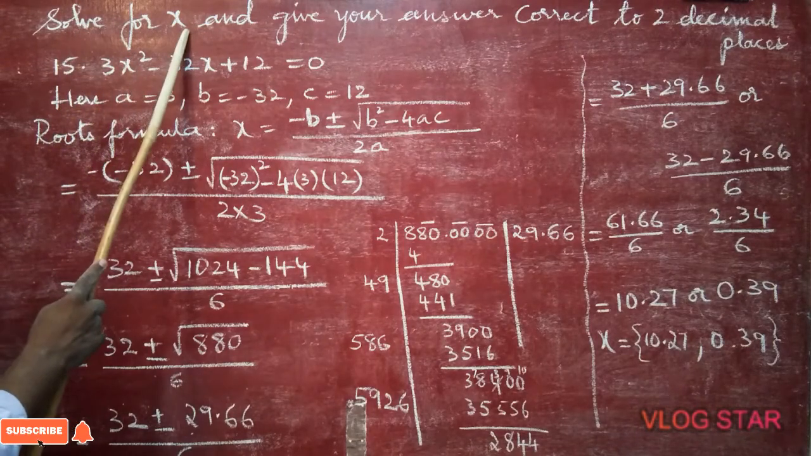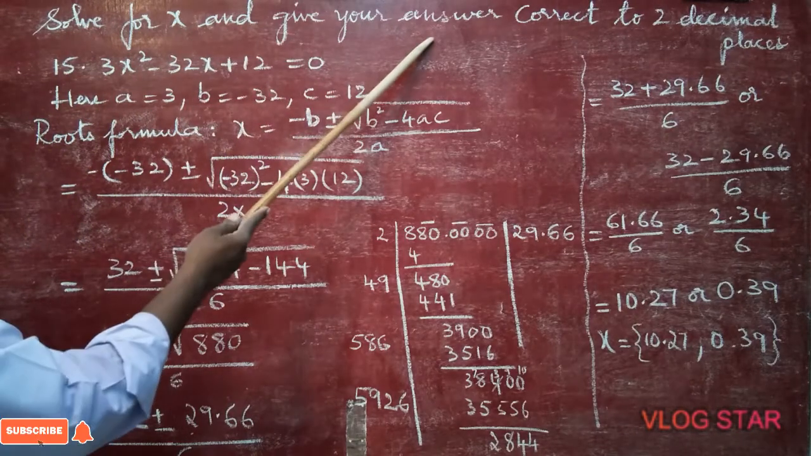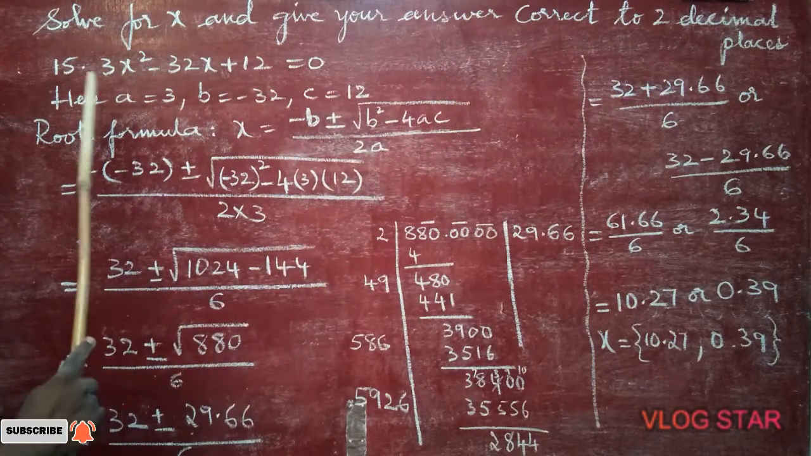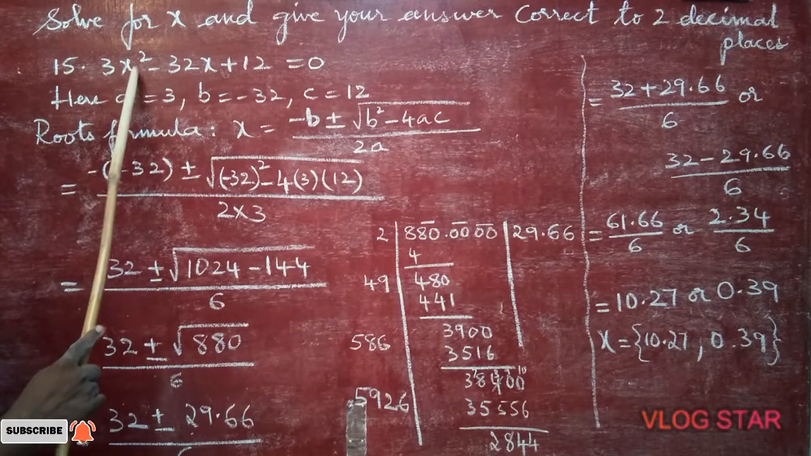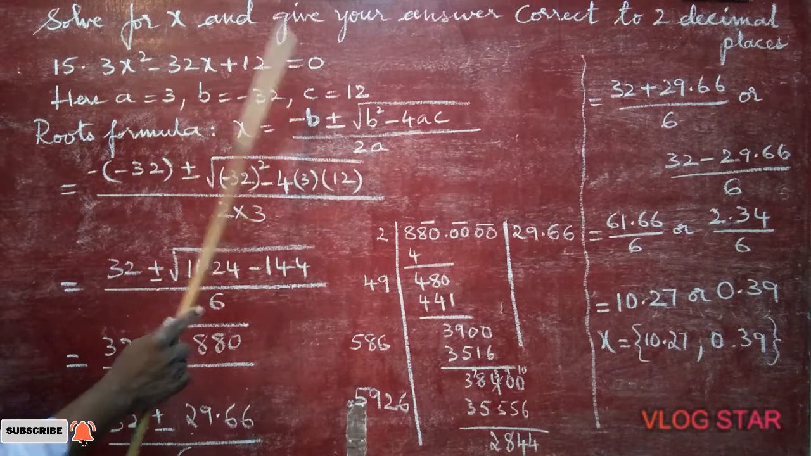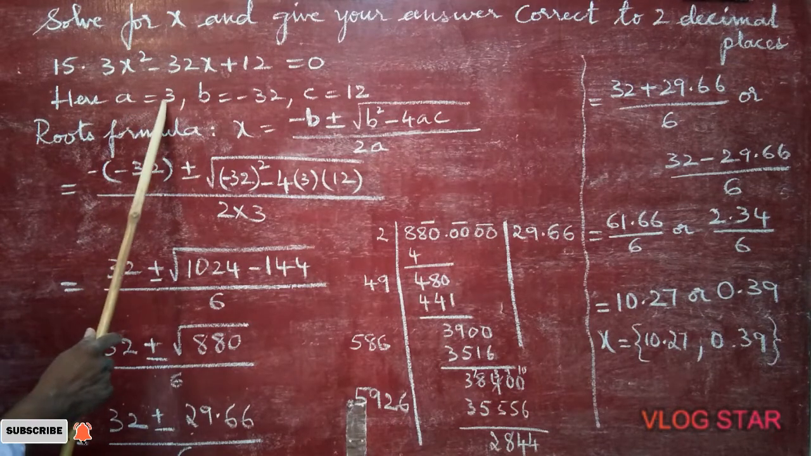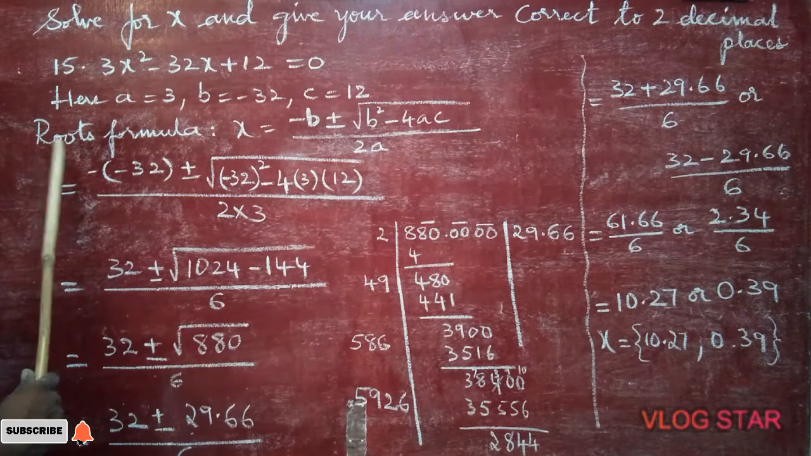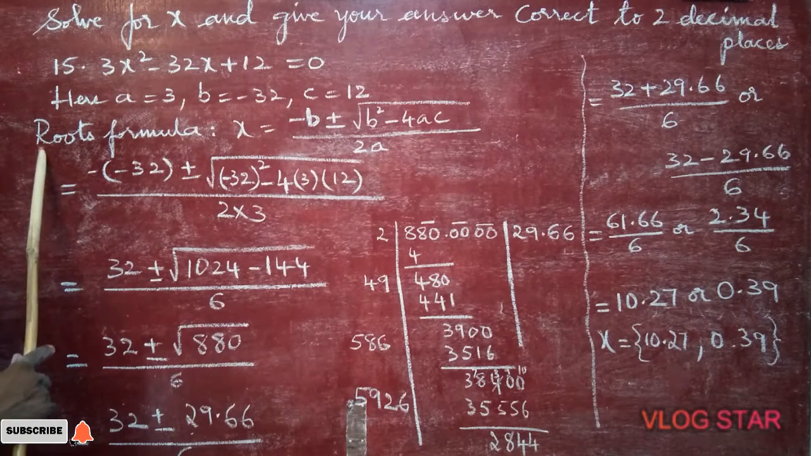Solve for x and give your answer correct to 2 decimal places. 15th problem. 3x square minus 32x plus 12 is equal to 0. Here a is 3, b is minus 32 and c is 12. They are asking to solve through the roots formula.